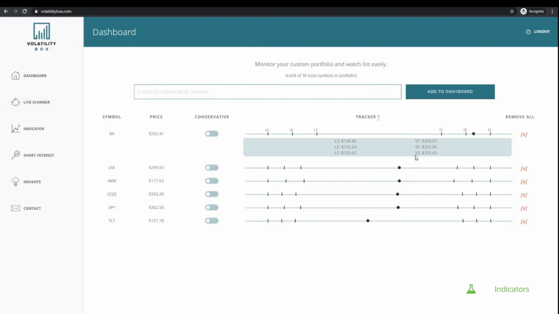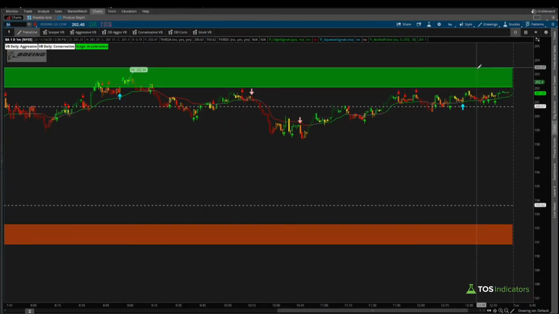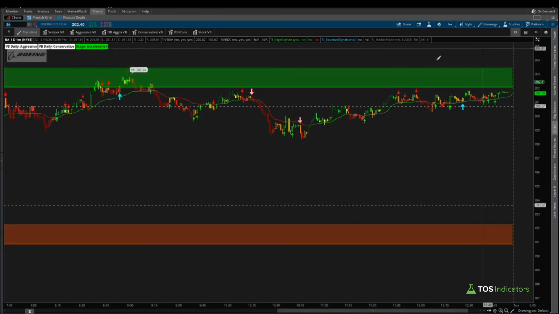On the dashboard here, you'll notice the outer edge of the clouds, which is our short stop, SS. You can also see that in terms of the breakdown right here, it is at 203.43. Come back in here on the clouds, 203.43 lines up exactly with the outer edge of the clouds. Those levels should always line up. And that's the price that we're expecting price action to break above in terms of a bullish scale.